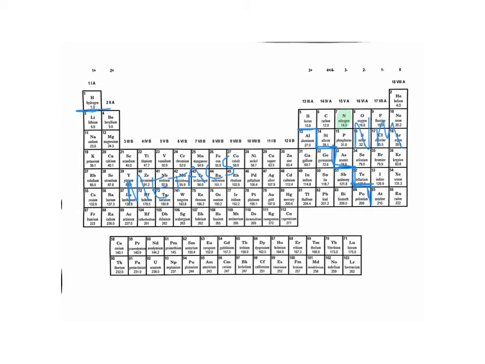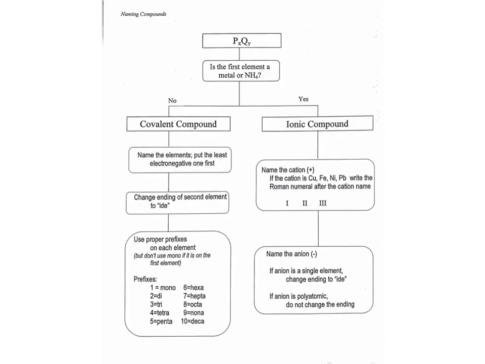Now you have to be careful that it's not ammonium. But in this case, if we bounce back to our reference sheet, is our first element a metal or NH4? No. So now we're going to go up the left side here. We know that it's a covalent compound. And we're going to name the elements, and you're going to put the least electronegative one first. That'll make sense later in the year when we talk about electronegativity.